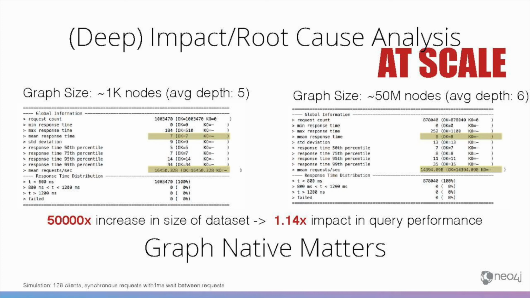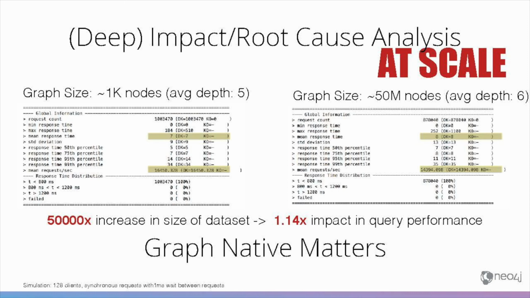And what does that mean? Well, I've highlighted it before to make it easier to follow. So that's the impact. That means that a 50,000 times increase in the size of the data set has such a small impact on the query performance, just 0.14. So if you think of it, we could easily consider that constant performance, and that's one of the characteristics of native graph databases. So Neo4j, the native graph nature of Neo4j.